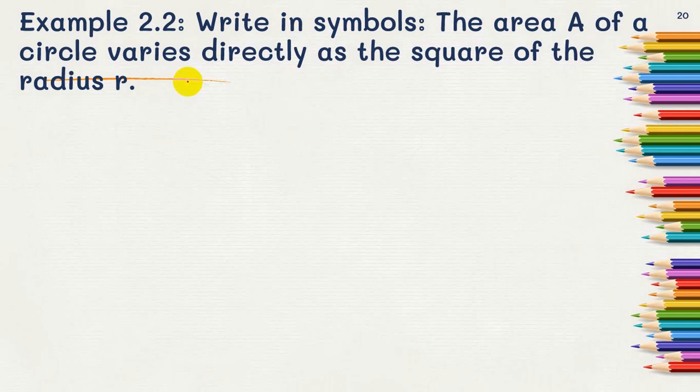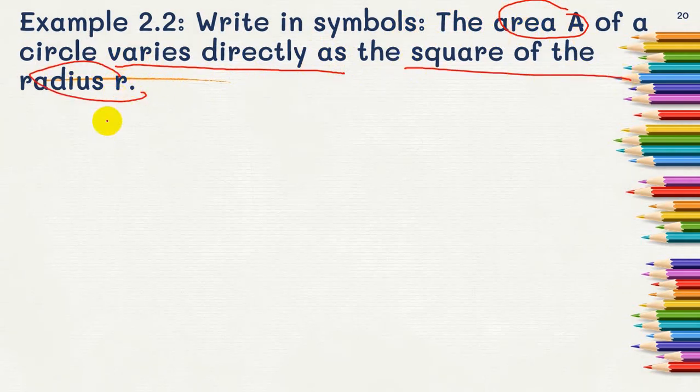Write in symbols: the area A of a circle varies directly as the square of the radius. Please make sure to identify the two quantities being compared. The first is the area of the circle and the other is the square of the radius r. The dependent quantity is the area, which equals the constant of proportionality times the square of the radius. So this will be the symbol.